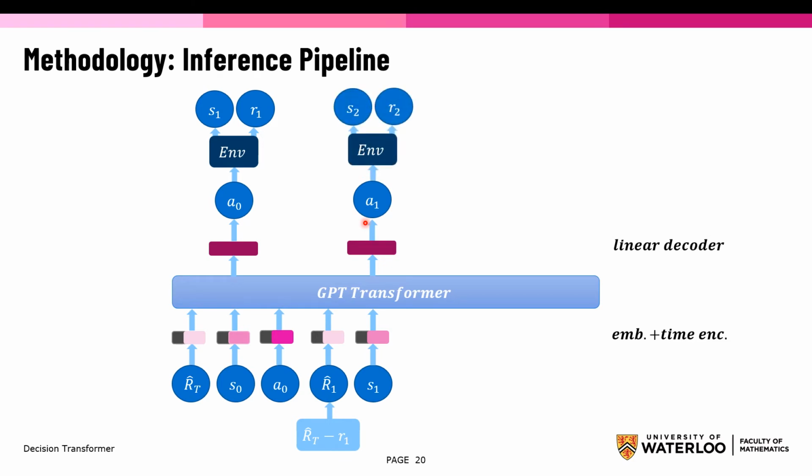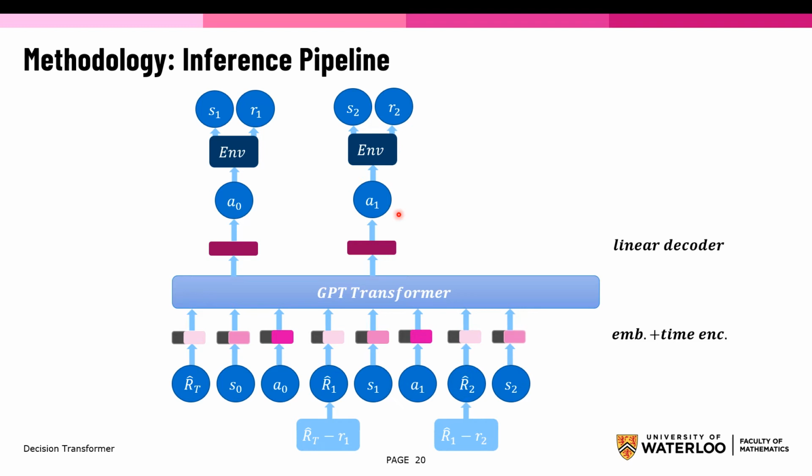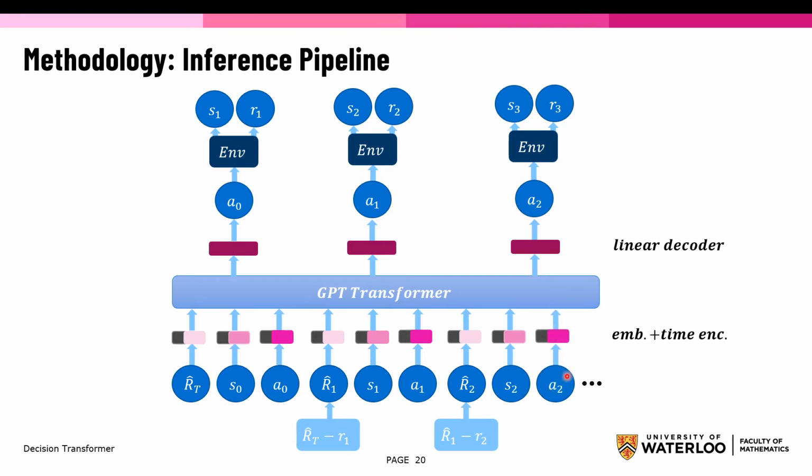And we execute it in the environment again, collect newer states, newer rewards, calculate newer tokens, especially returns to go tokens, and pass them to the GPT transformer. The whole history is passed to the GPT transformer, and this allows us to predict a newer action that should be done, and this continues until a stopping condition is reached at the end.